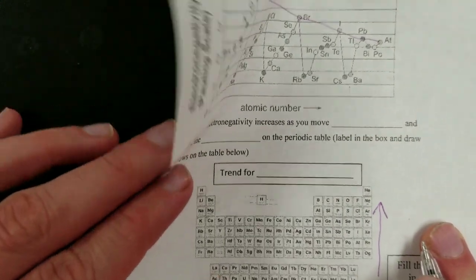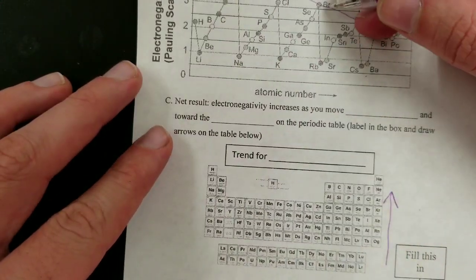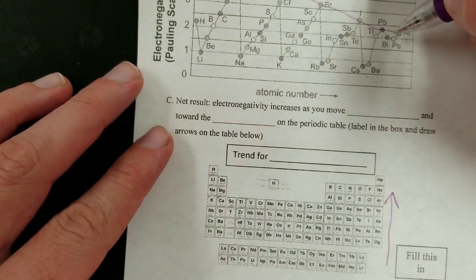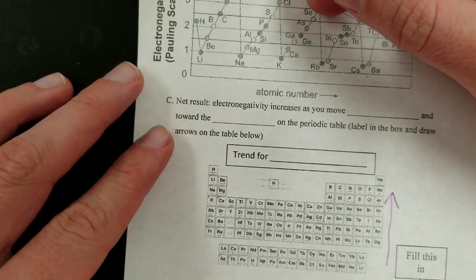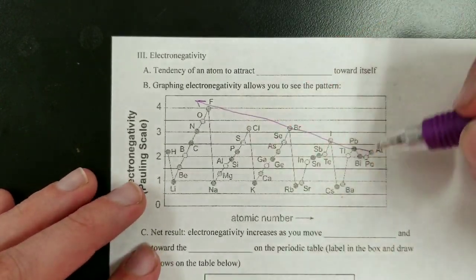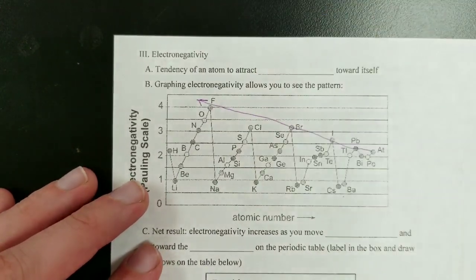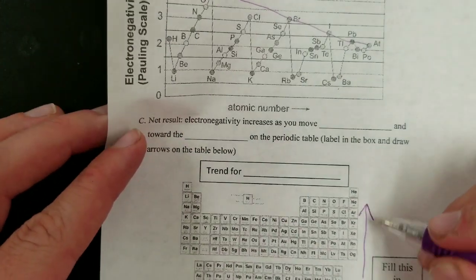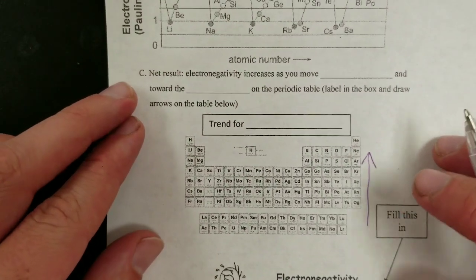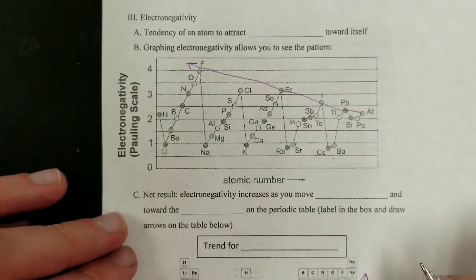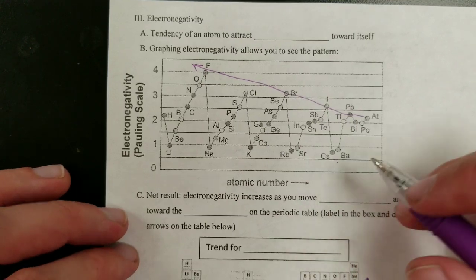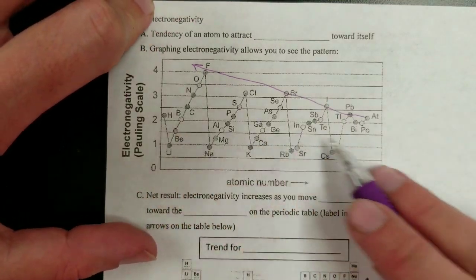So it's increasing as I go this way. That's upward. From astatine to iodine to bromine to fluorine, from here to here to here to here, that's upward on the periodic table. Oops, you can't even see that. From here to here to here to here, that's upward on the periodic table. So that's why I put this upward arrow here. The period trend, I can pick any of these and get the exact same results.